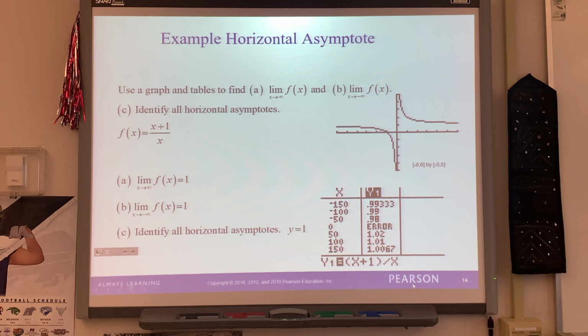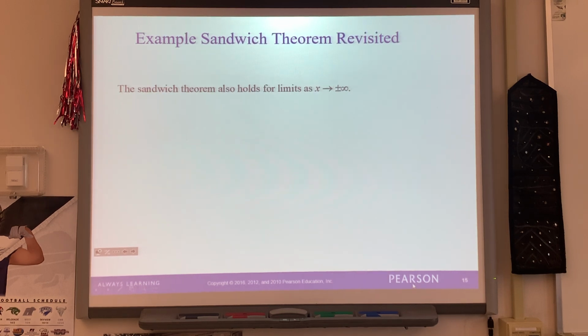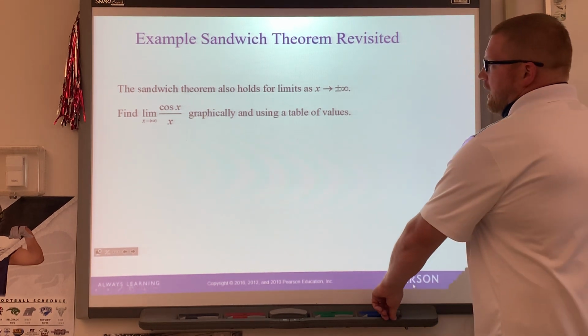Okay. All right. Now, that sandwich theorem can also apply for limits as x approaches positive and negative infinity. It doesn't have to just be as x approaches c, some value. It can be specific to positive and negative infinity. For example, this is asking us to confirm this graphically and using a table of values. But let's think about this more analytically, changing the way the directions are saying.